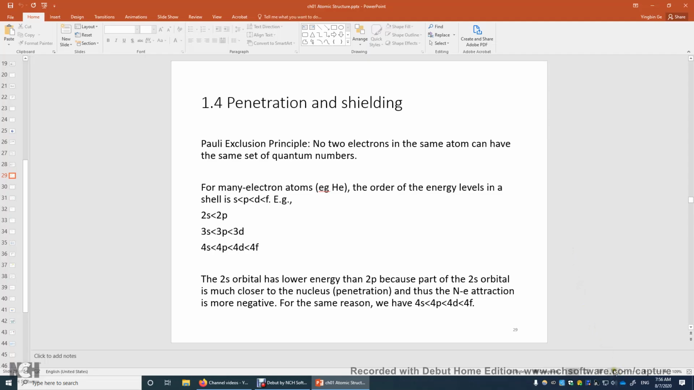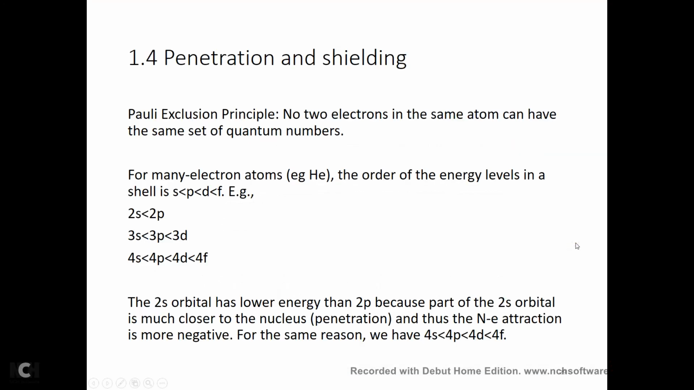Section 1.4, Penetration and Shielding. First, let's review the Pauli Exclusion Principle. It states that no two electrons in the same atom can have the same set of quantum numbers. It tells you each atomic orbital can accommodate up to 2 electrons with different spins.